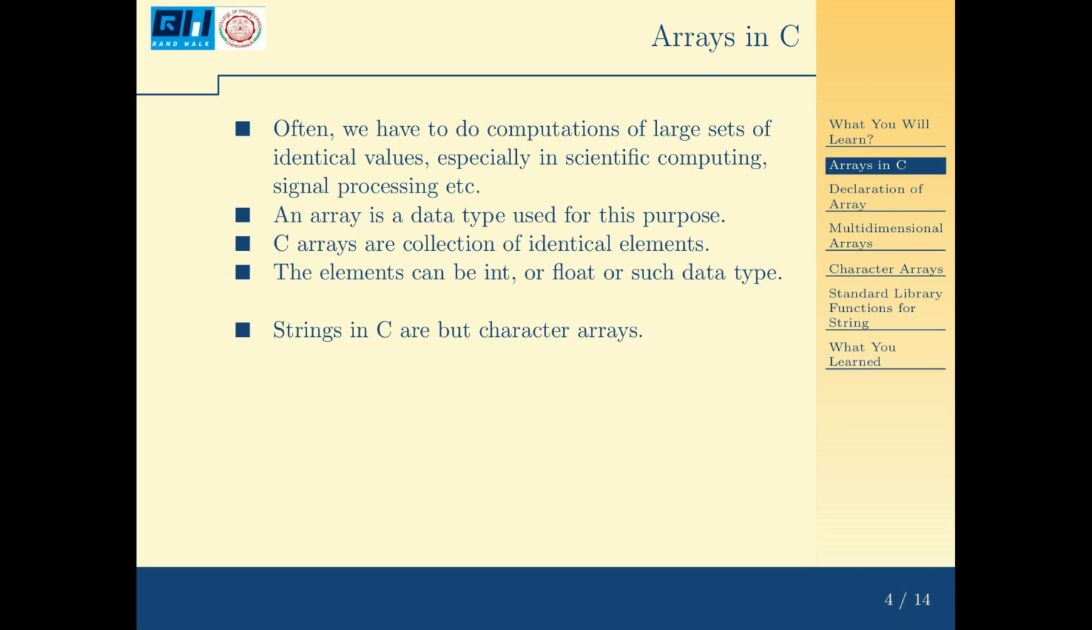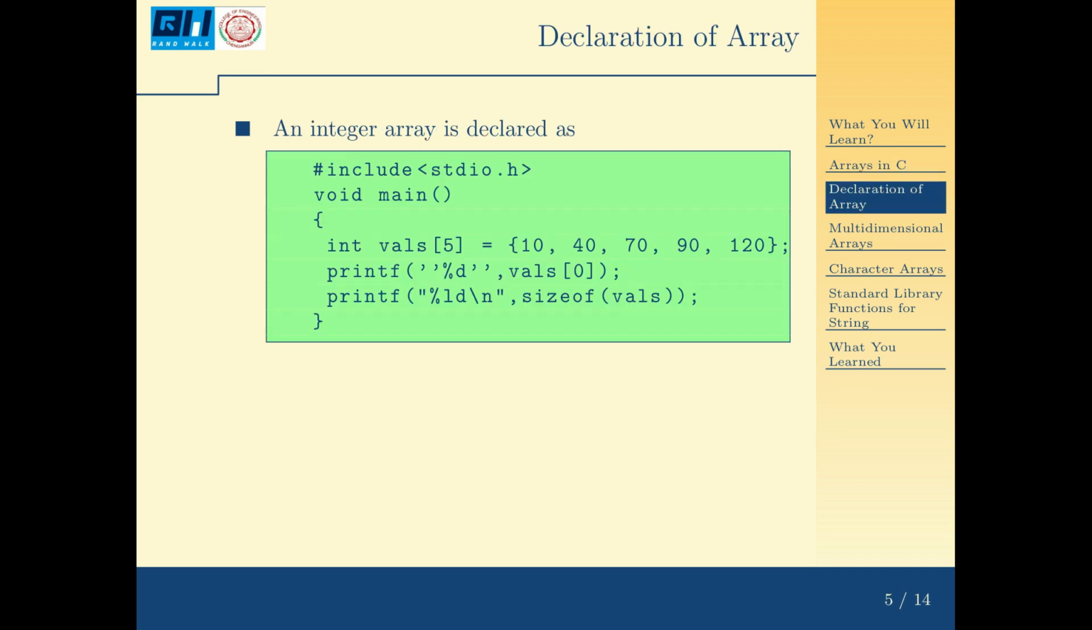There are no default strings in C. Strings in C are but character arrays. Now, if you want to declare an integer array, it is something like this: #include <stdio.h>. That is, I include this stdio.h from /usr/include. That is a standard IO header. And I open a main function, void main, and within braces I put this code block as an indented one, like int vals[5] within braces 10, 40, 70, 90, 120 ended by a semicolon.